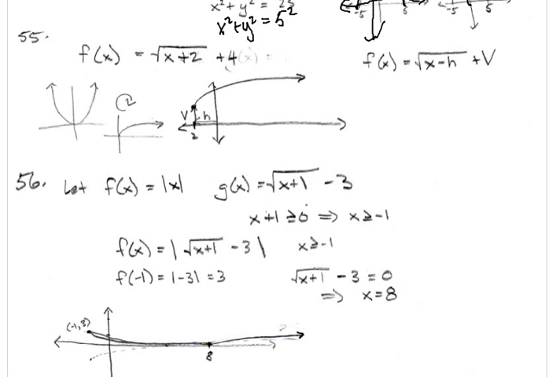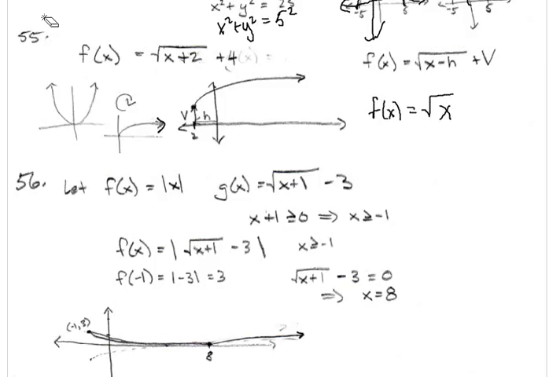Okay. Number 55. It says sketch the graph of f of x equals the square root of x plus 2, plus 4. Alright, well, the square root of x plus 2, plus 4. Okay, so if it was just f of x equals square root of x, we have a graph that looks like this, right?